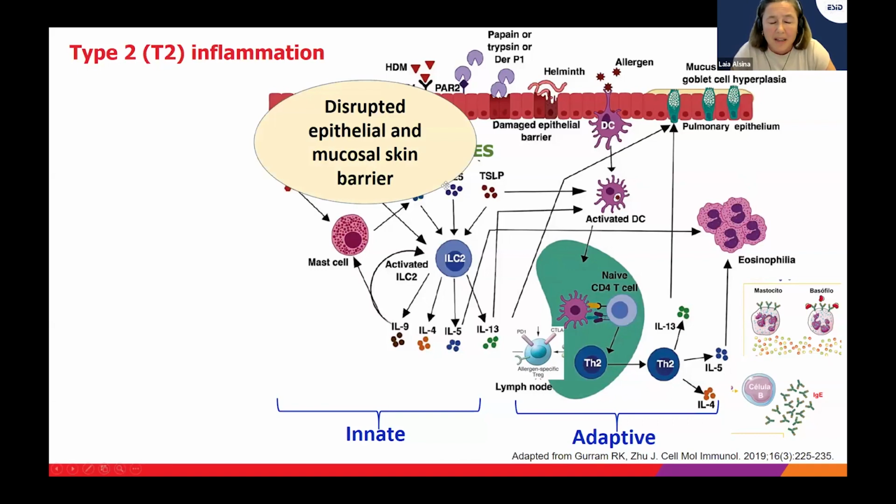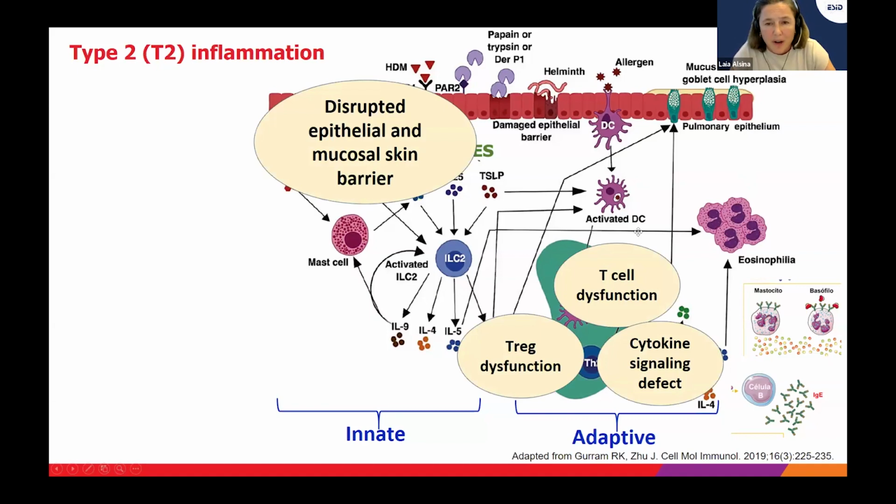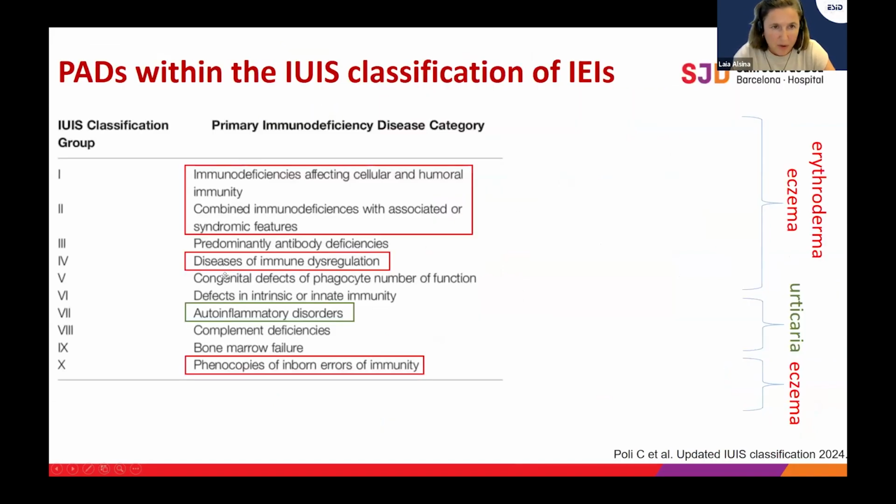So any disease causing a disrupted epithelial and mucosal skin barrier, or any disorder involving T cell dysfunction, Treg dysfunction, or very specifically a cytokine signaling defect, or a mast cell deregulation, when given in excess, can be a cause of a primary atopic disorder.